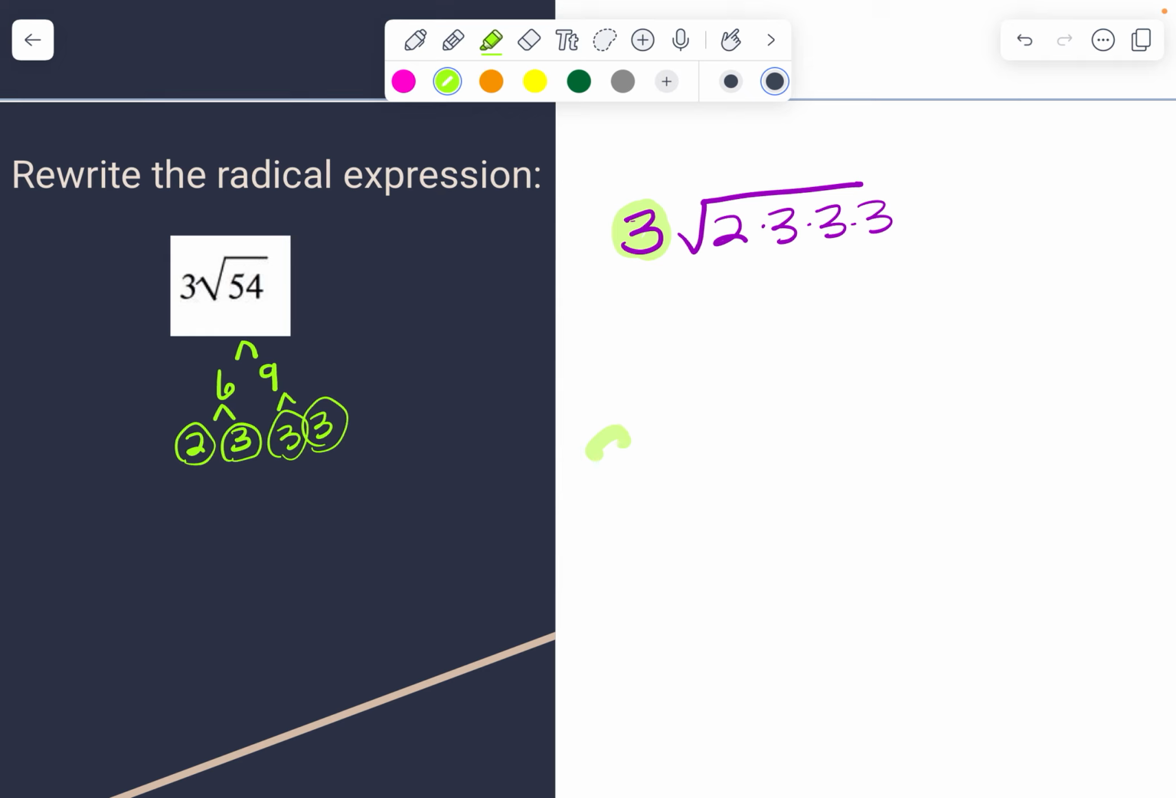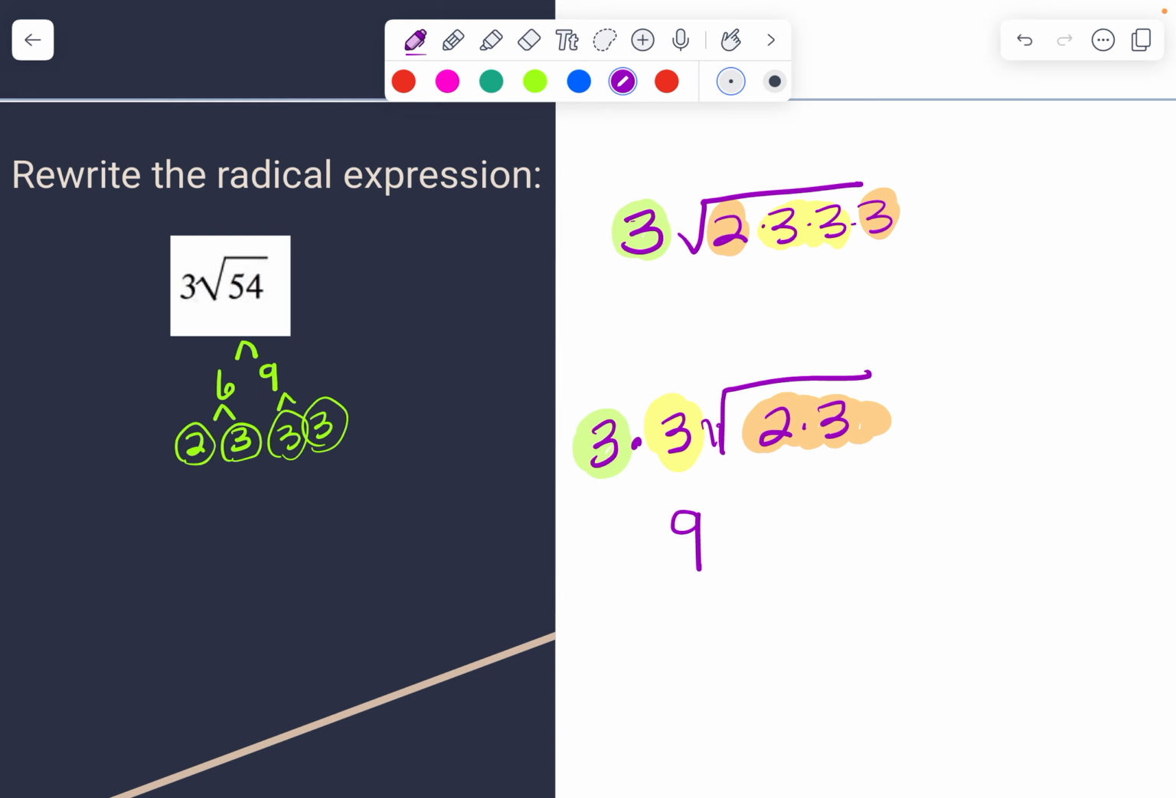So we already have a 3 on the outside. We also have a pair of 3's we can put on the outside. And then we have a 2 and a 3 that are left on the inside. So again, our original 3, our pair of 3's, and then 2 times 3. Simplifying, that will give us 9 times the square root of 6.